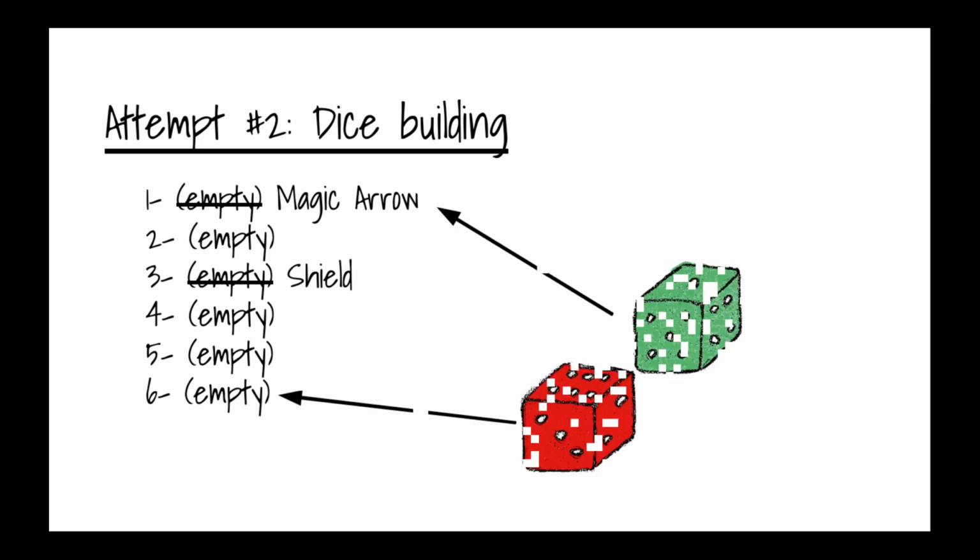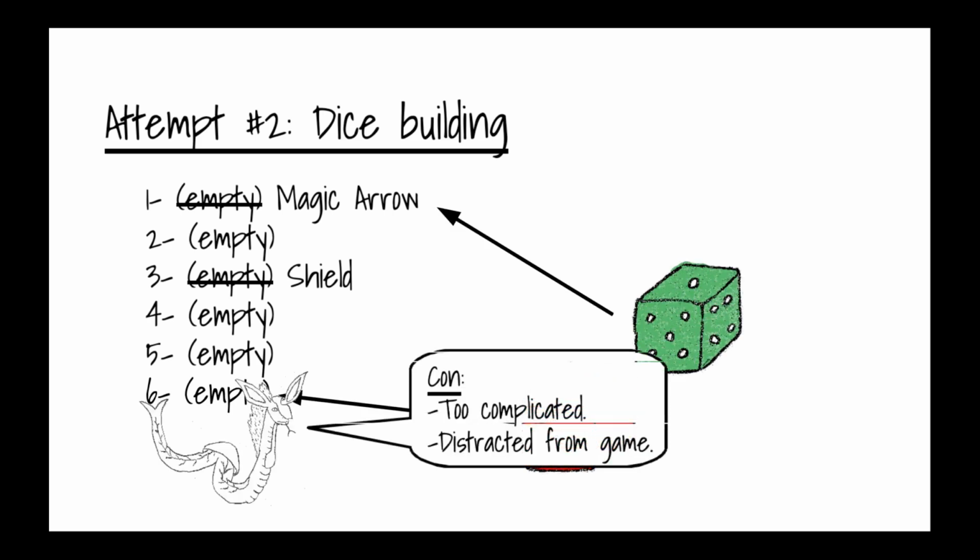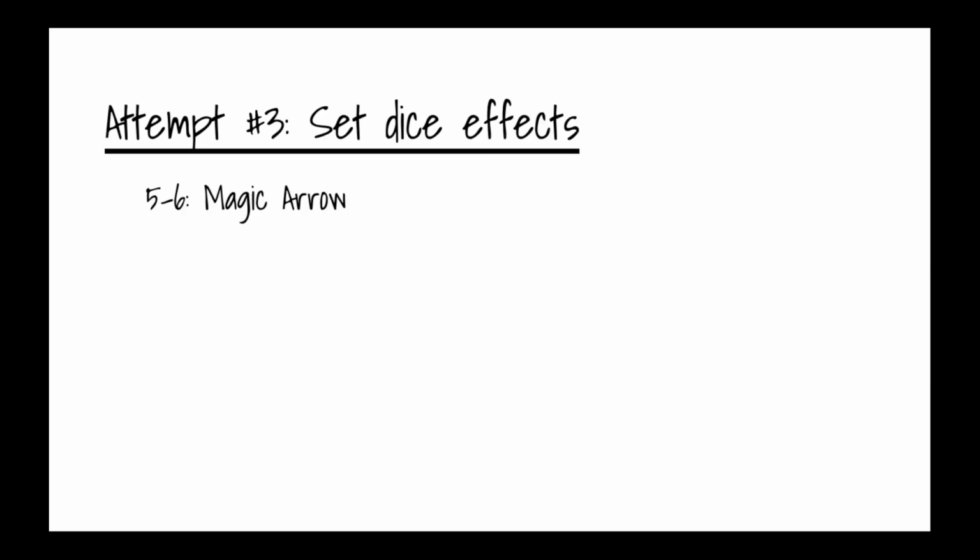If you rolled a 1 on the next turn, you could use that 1 to cast magic arrow. I'm not sure what it was, but this just lost some of the magic that the cards had. I think it was because keeping track of everything got too complicated and just felt too clunky. I also felt like it distracted from the rest of the game, rather than adding to it, so I'm not using this design.